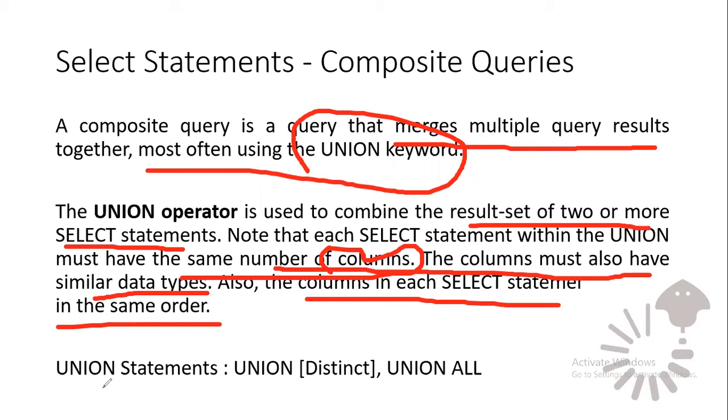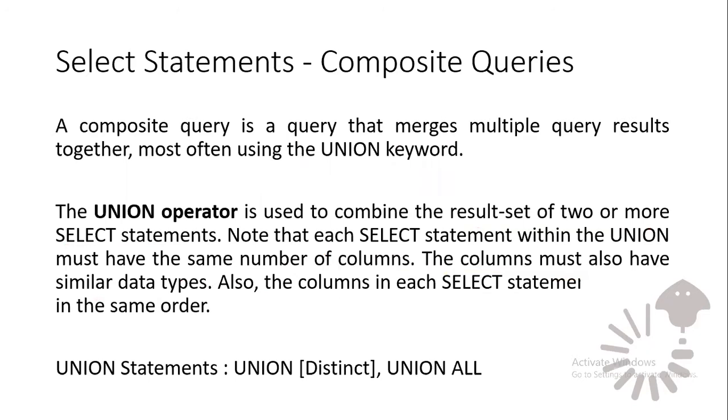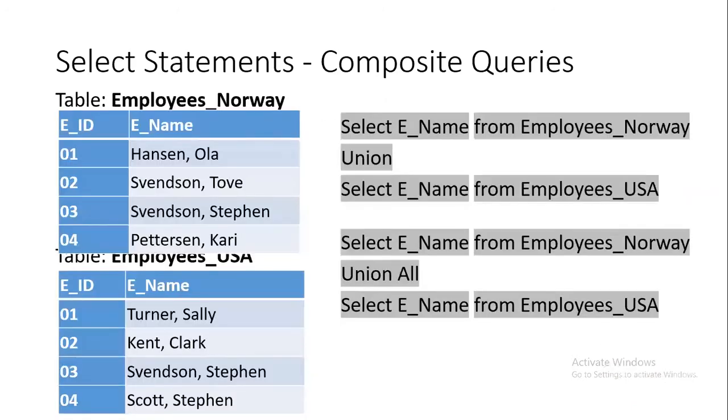We have union statements, union distinct and union all. Example, I have here two table, employees Norway and employees USA. Again, for composite query, pareho dapat yung field name, field data type, and the number of fields, employee name, employee name.